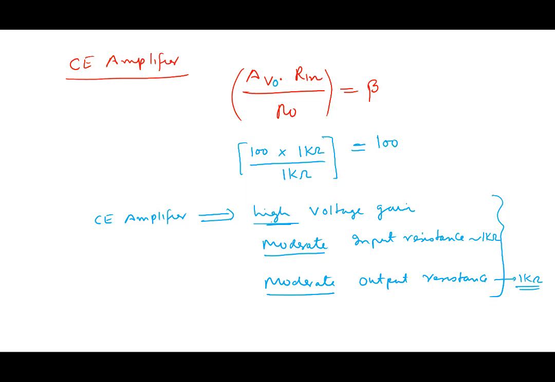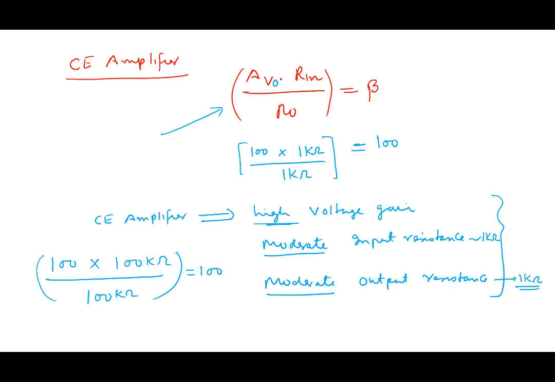But if you look at this expression here, there's nothing preventing me from designing an amplifier, let's say, with a gain of 100, with the input resistance of 100 kilo ohm, but with the output resistance of also 100 kilo ohm, and this is also equal to 100.